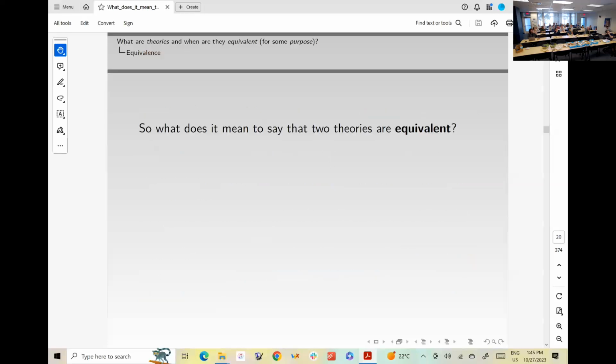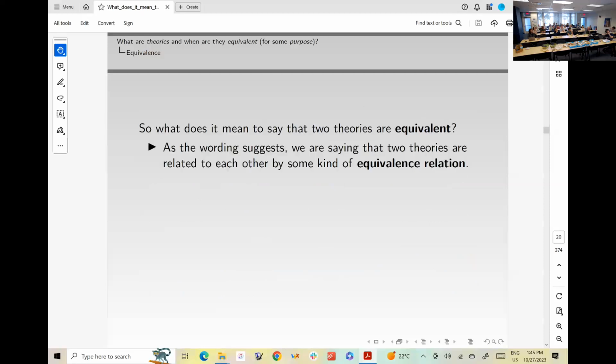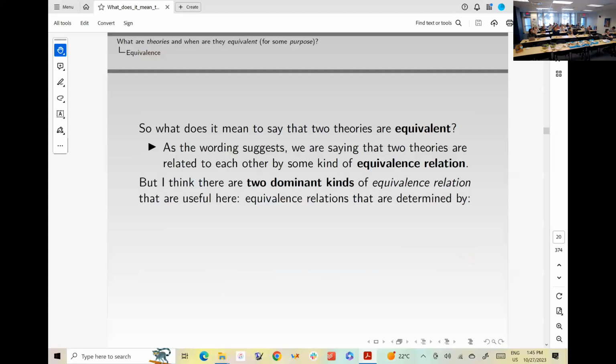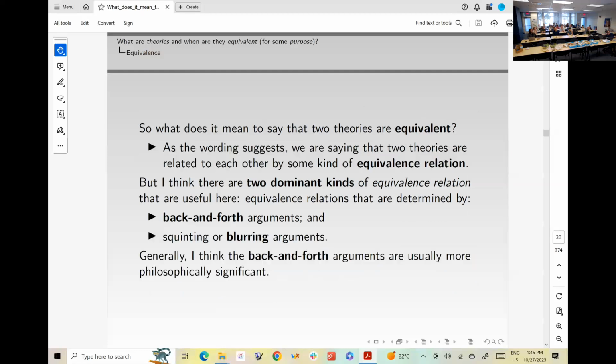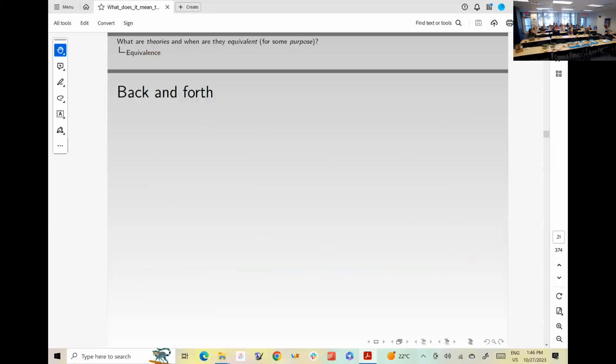Okay, equivalence. What does it mean to say that two theories are equivalent? So the first thing we know is that we've got something like an equivalence relation going. But I think there are two dominant kinds of equivalence relations that are useful here. So equivalence relations that are determined by what I might call a back and forth argument, and I don't have a great name, squinting or blurring. We'll come to those at the end. Generally, I think the back and forth arguments are more philosophically significant. But now I'd like to give you a bit of a quick précis on what these things are.